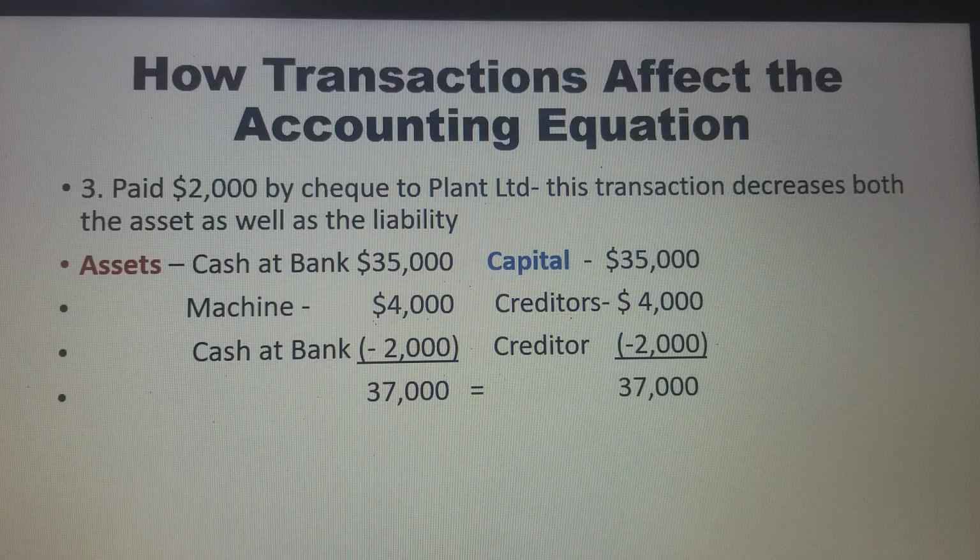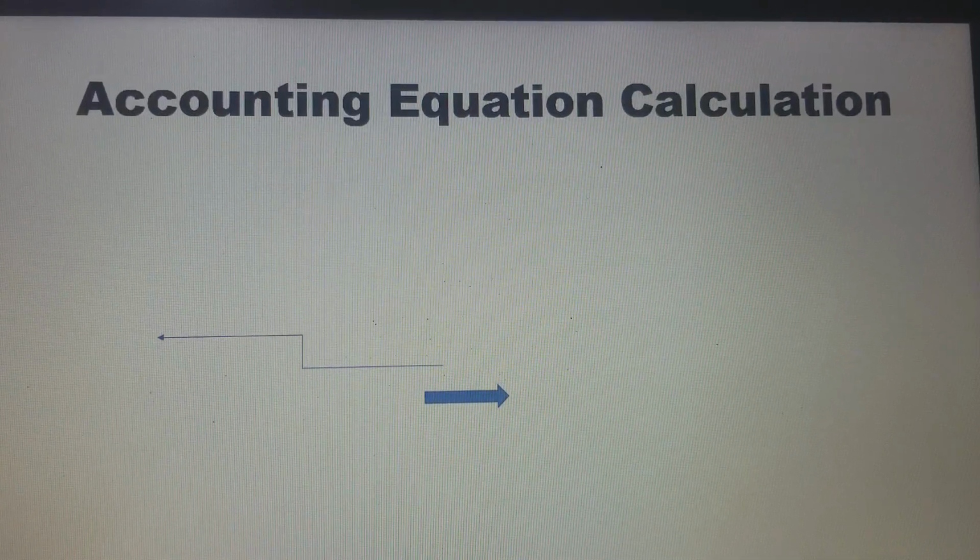Therefore, if you see now what happens, the total assets now become $37,000, because we are pulling $2,000 from the bank. It is reducing the bank amount from 37 to 35. It is reducing from 35 to 33 that would be in your bank account, right? And you're reducing the amount of money that was owed to your creditor by $2,000. All right, let's move on.